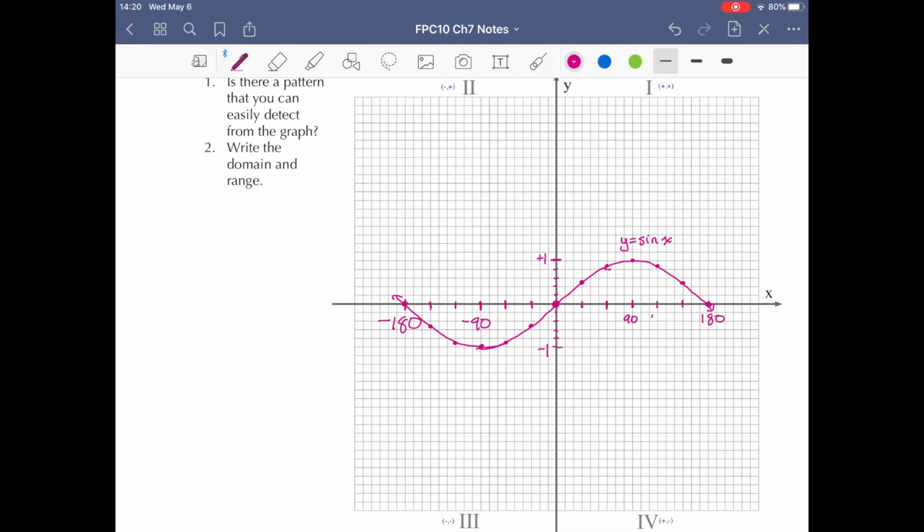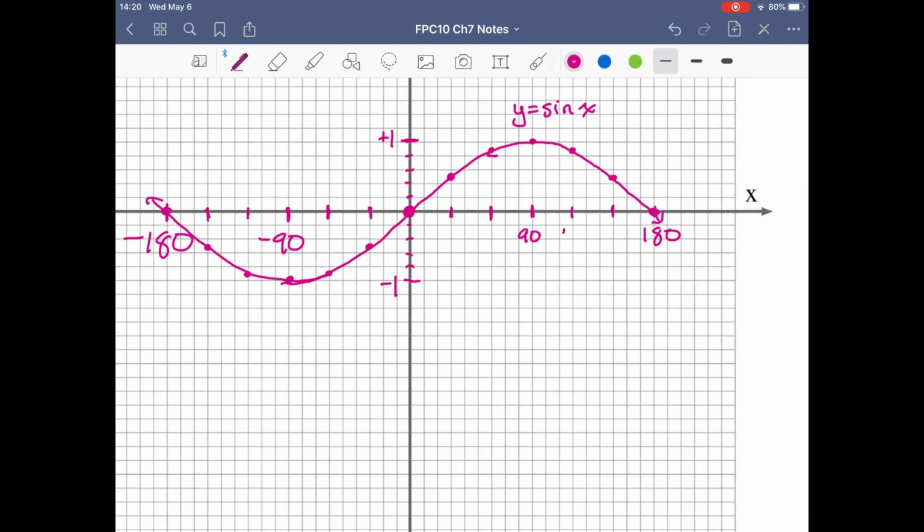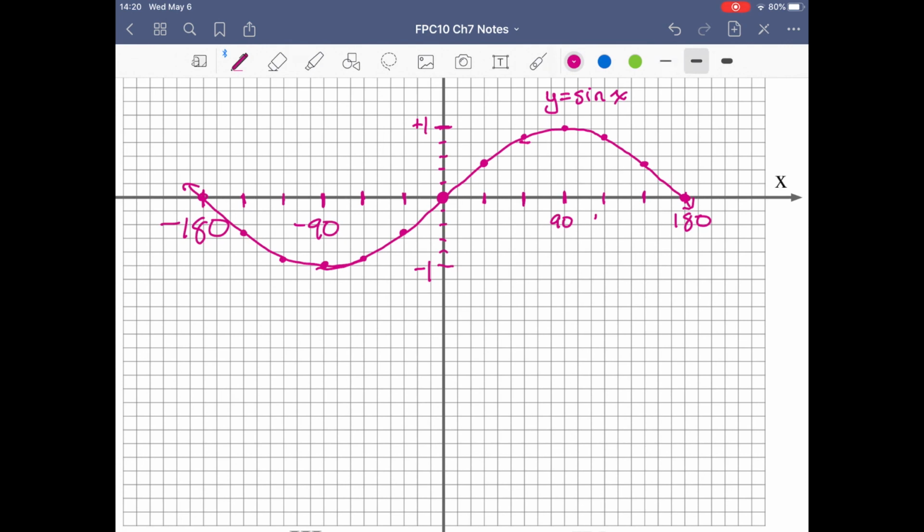Let's write the domain and range for the graph. So the domain is all the possible x values. I'm going to write the domain right here. The domain is how far left and right the graph goes. How far left and right it will keep going. This graph will keep on going forever left and right. Every x value can fit into it. So it's all the values of x such that x could be any real number.